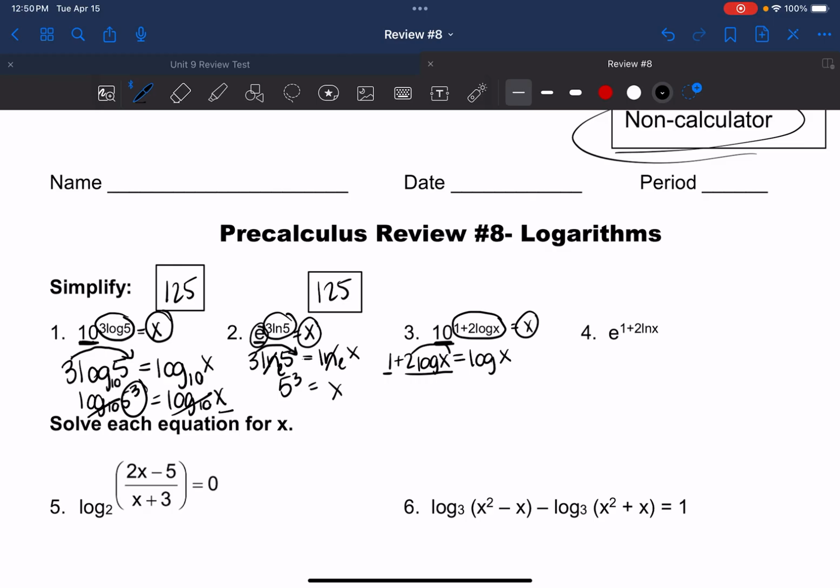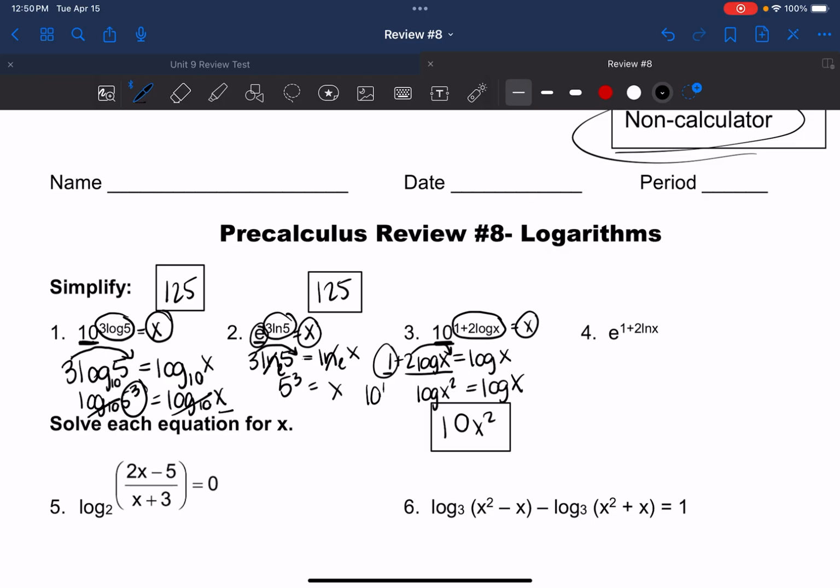This 2 I can bring to the exponent. So I'll have log of x squared equals log of x. But then I still have this 1, which originally was 10 to the first. Well, again, our logs will cross out here, and I'm going to be left with 10x squared.